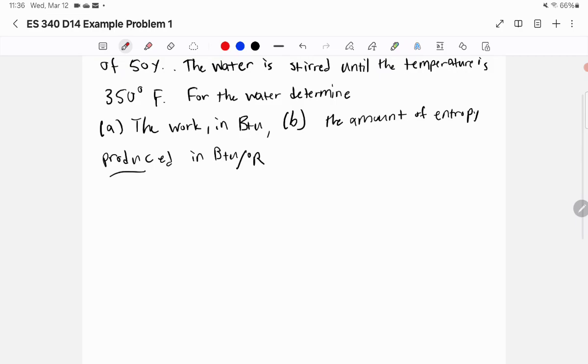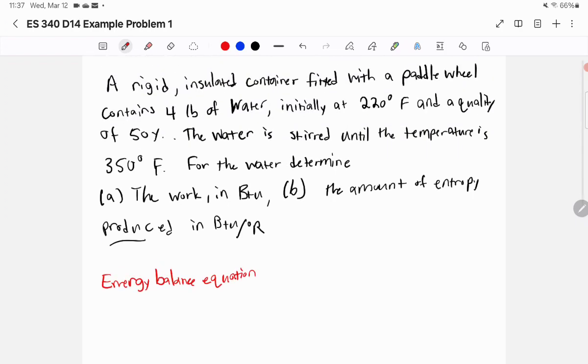So for part A, immediately we should be thinking of the energy balance equation. And for many of these problems, finding a property is going to require us to use the energy balance equation. So if you don't know how to find one of the properties, the first thing you should go to in your head is, I need to go to the energy balance equation.